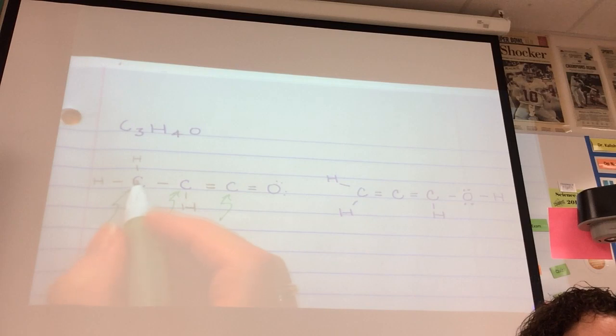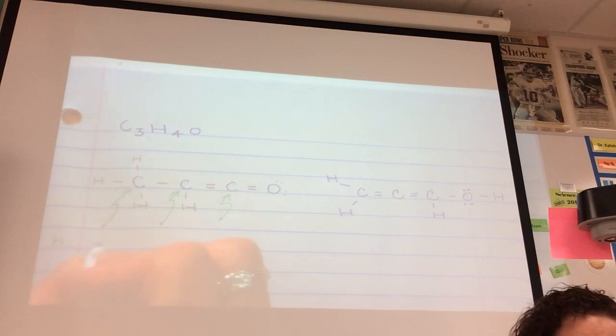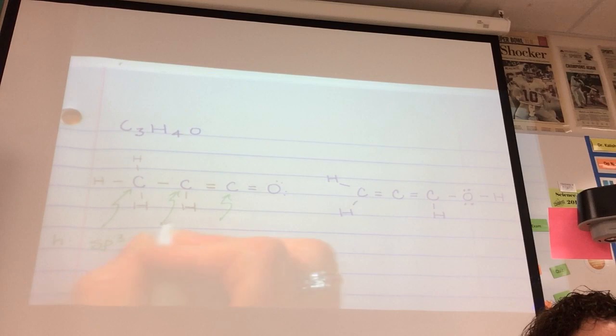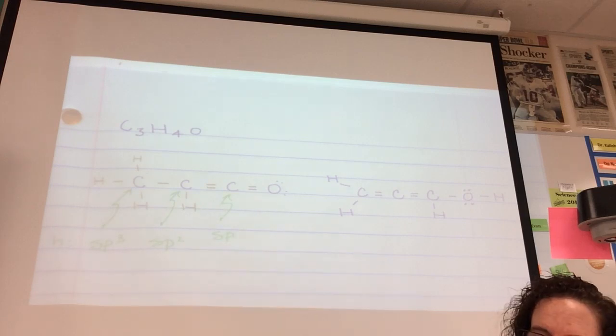So we've got 1, 2, 3, 4 electron groups. So what would the hybridization be? sp3. This one would be sp2. And this one would be sp. And let's do sigma pi.